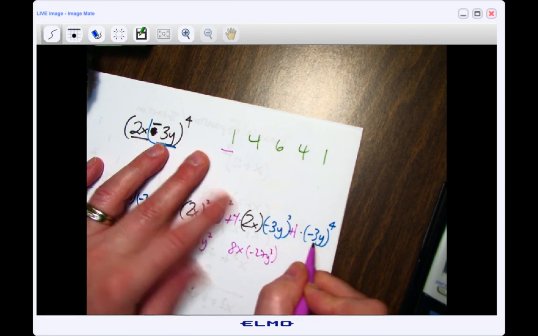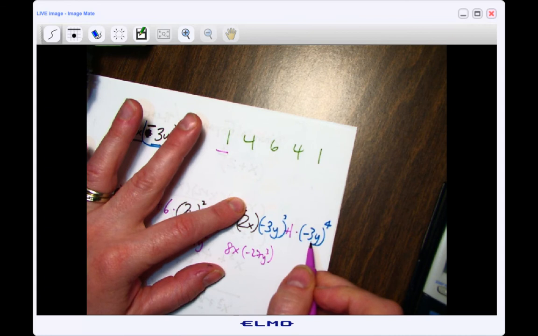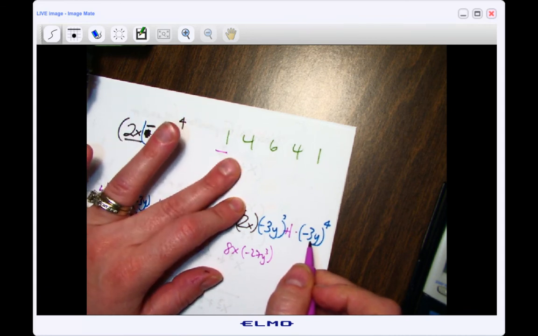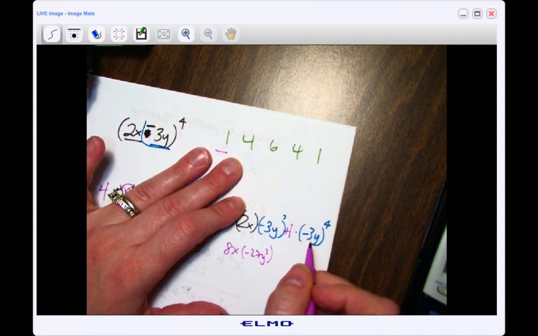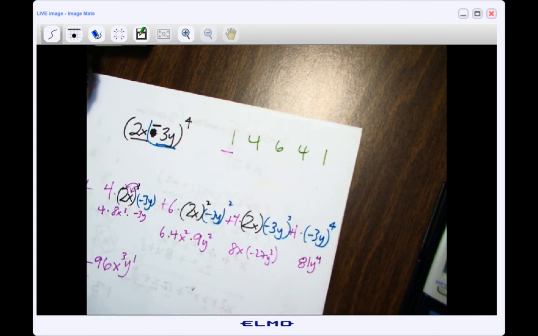And then this one, when you multiply -3 and -3, you get a positive. -3, you get a negative. Another negative, you get a positive. So that will be a positive 81 y to the 4th, right?